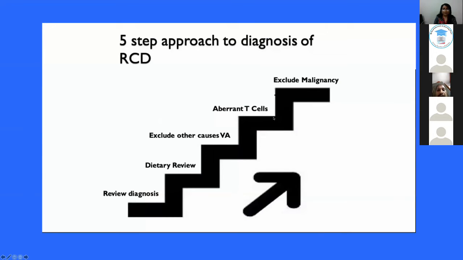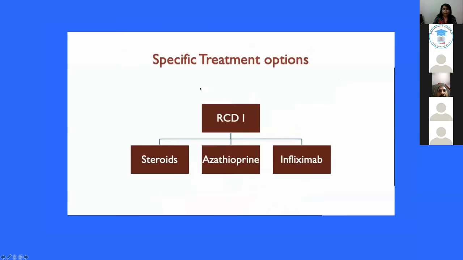How do we diagnose patients with refractory celiac disease? We review the diagnosis. We take a detailed clinical history for dietary review. We exclude other causes which can cause these symptoms. Then we test for aberrant T-cell response. We exclude malignancy. This is the stepwise approach in patients with refractory celiac disease.